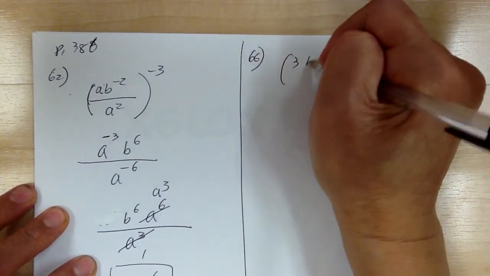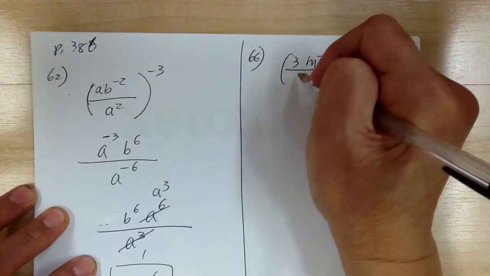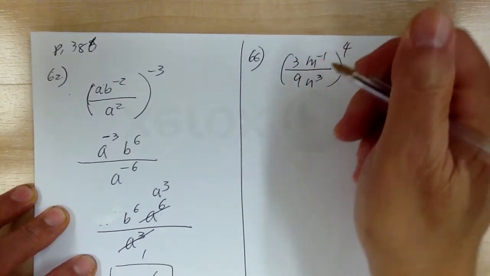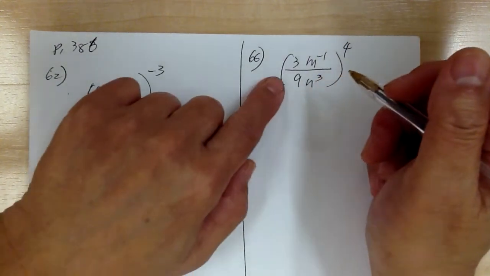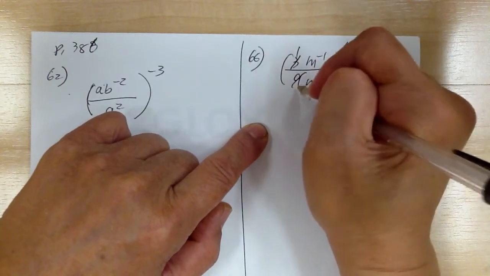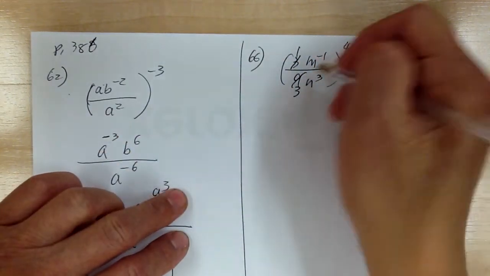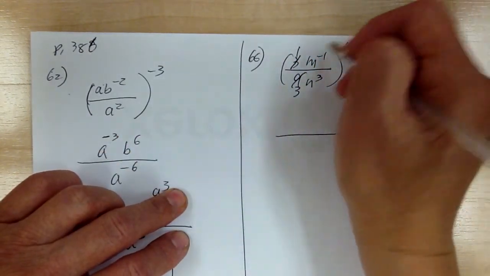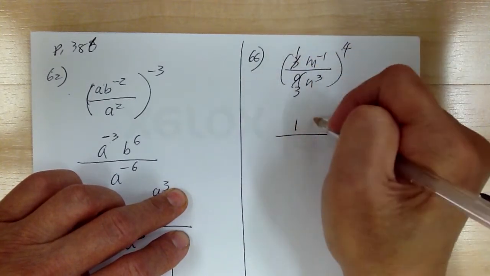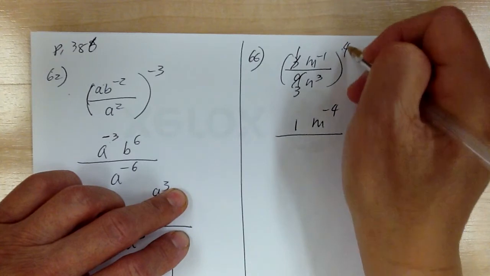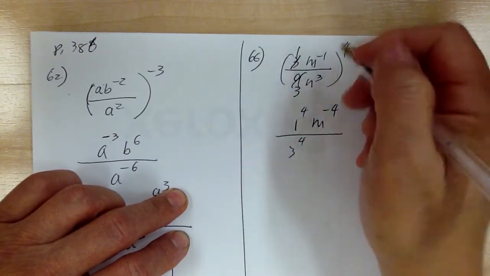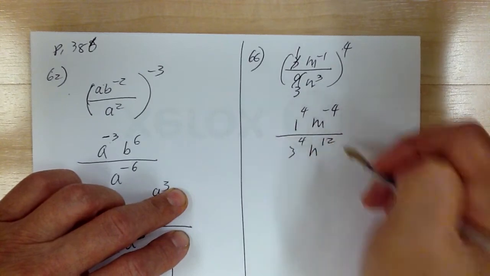Okay, you have (3m to the negative 1 over 9n cubed) to the 4. Now with this, when you have a number with an exponent, it's easier if you reduce first. So this is 1, this is 3. Now, when you apply the power rule, 1 to the 4 is still 1, this one will give you m to the negative 4, and this one will be 3 to the 4, you can do this, doesn't matter. And this will give you n to the 12.